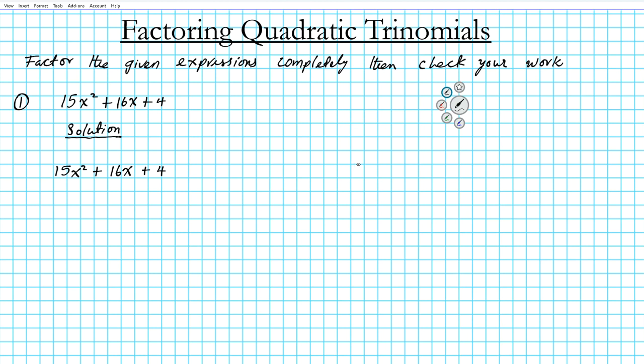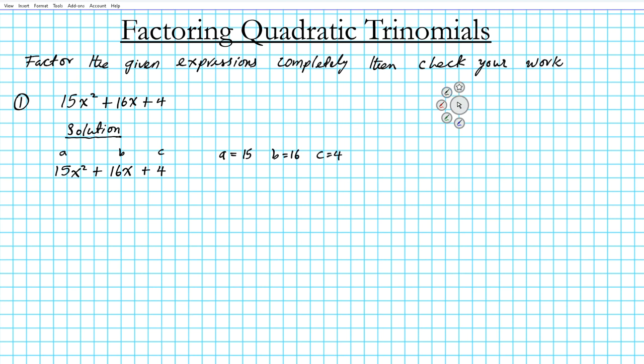To help us do this, we're going to play the X game or use the diamond method. In order to execute the diamond method, we need A, B, and C values. The polynomial is written in standard form, so we have A, B, and C based on descending order of degree. So A is 15, B is 16, and C is 4.